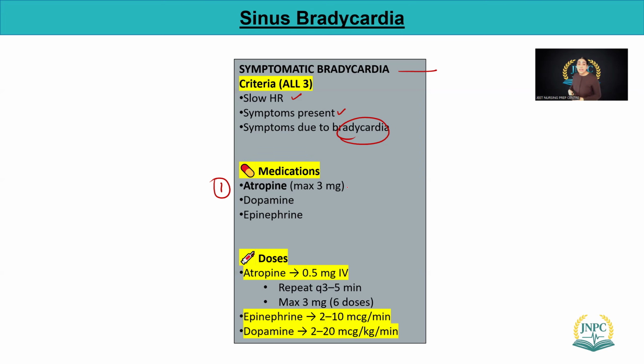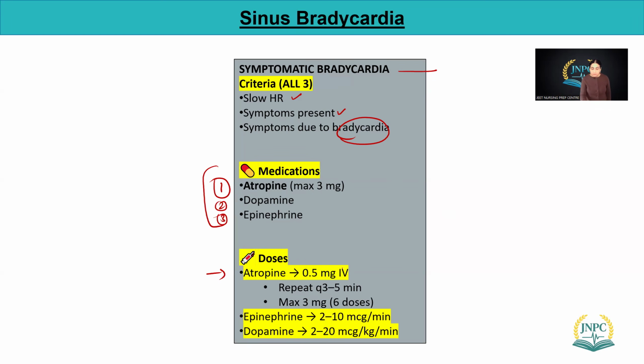If somebody is already having urinary retention, can we give it? No. Atropine cannot be given because it can cause or worsen urinary retention. So anytime a patient is having glaucoma, GI obstruction or constipation, urinary retention, or if they're pregnant, do not give this. But if we have to give it, atropine is your first choice, then we have dopamine and epinephrine. Those are the three major medications which can be used to treat sinus bradycardia.